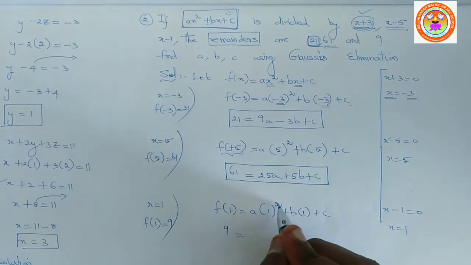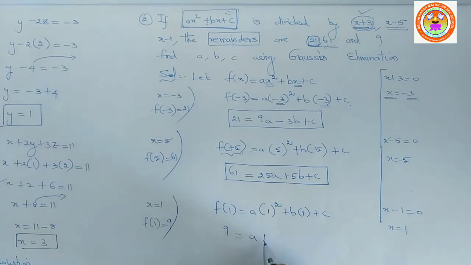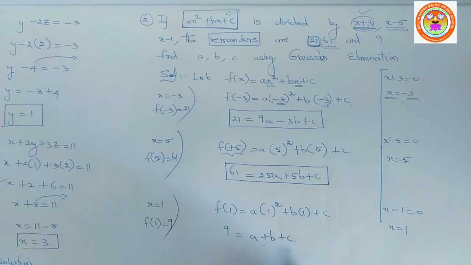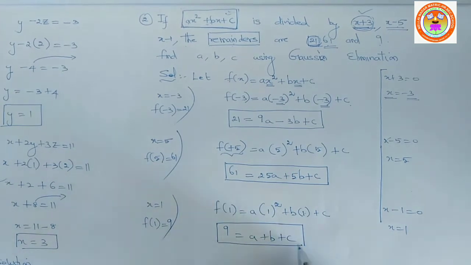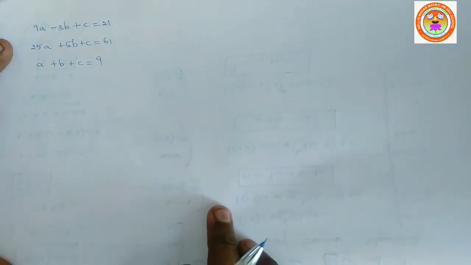9 is equal to 1 the whole square, 1 into a is a, b into 1 is b, plus c. So 9 is equal to a plus b plus c. We will arrange these three equations and write them on another page. So we have formed three equations.